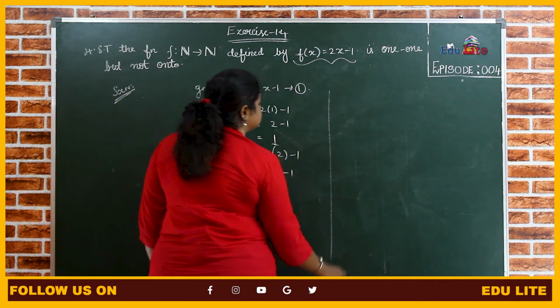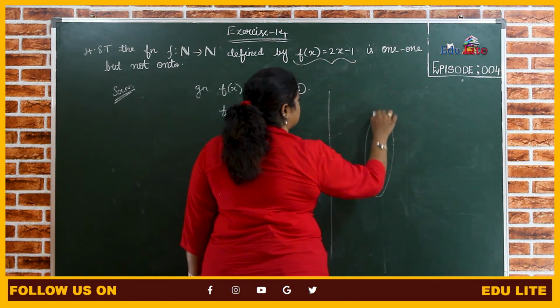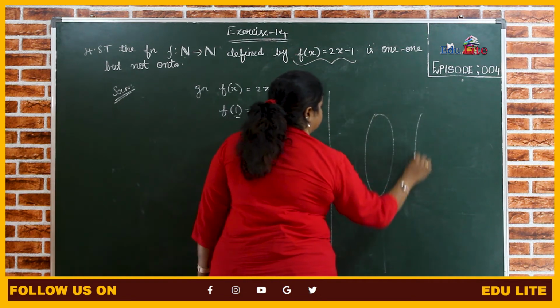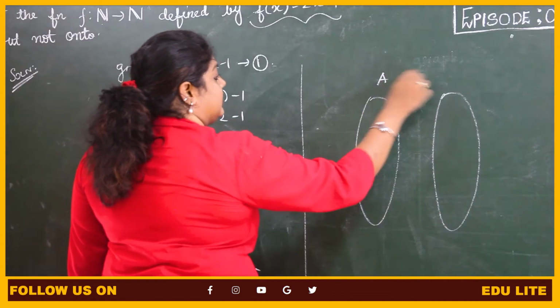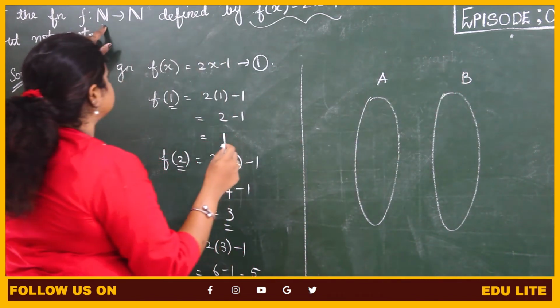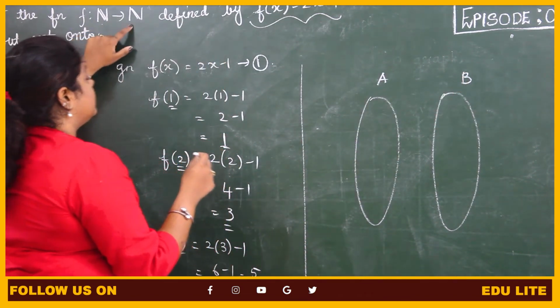Okay, so let us use the arrow diagram to show it is 1 to 1 but not onto. We will consider two sets A and B, whereas it is a function from natural number to another natural number.